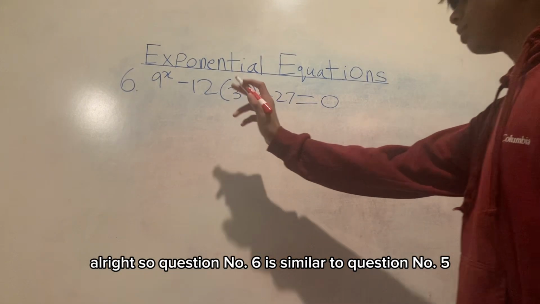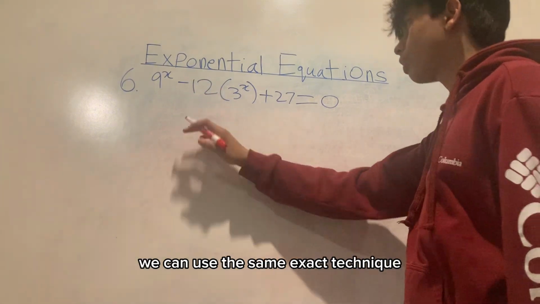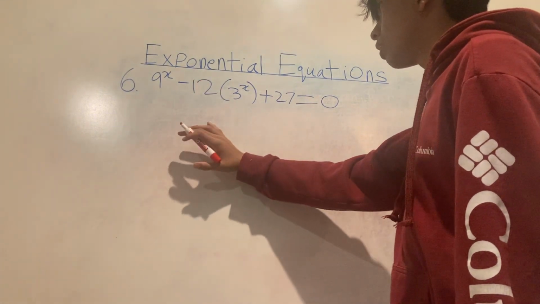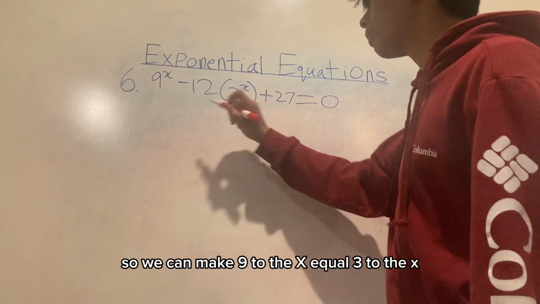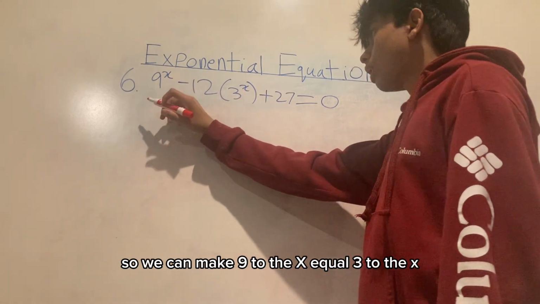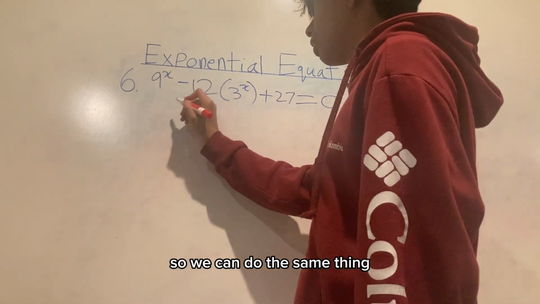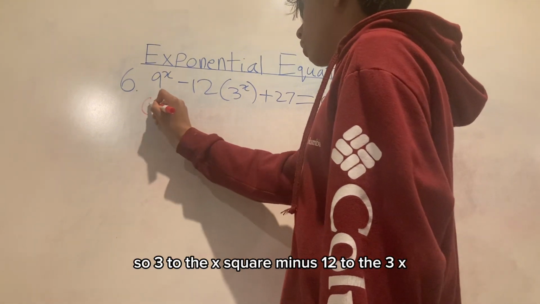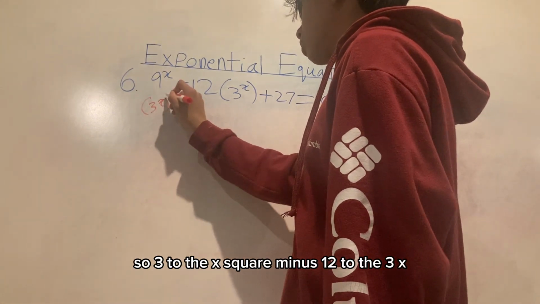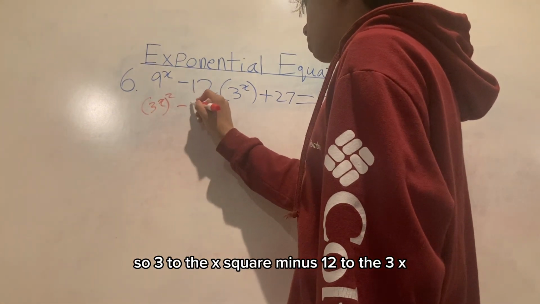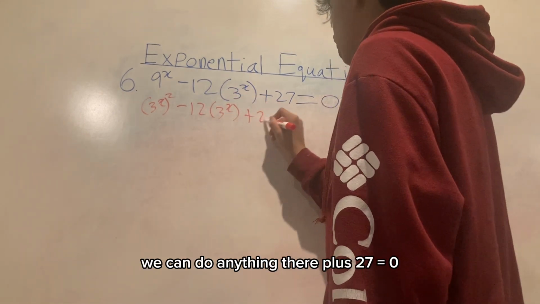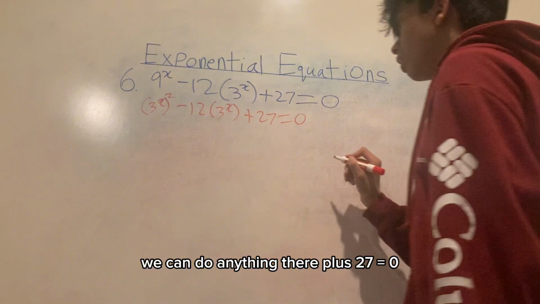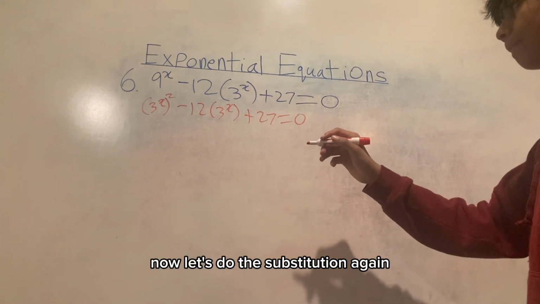Alright, so question number 6 is similar to question number 5. We can use the same exact technique. So once again, here the simplest base is 3 to the x. So we can make 9 to the x equal 3 to the x squared. So we can do the same thing. So 3 to the x squared minus 12 to the 3x. We can't do anything there. Plus 27 equals 0. Now let's do the substitution again.